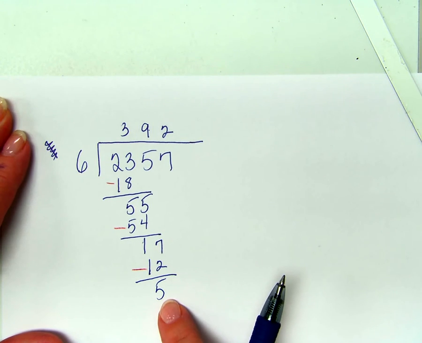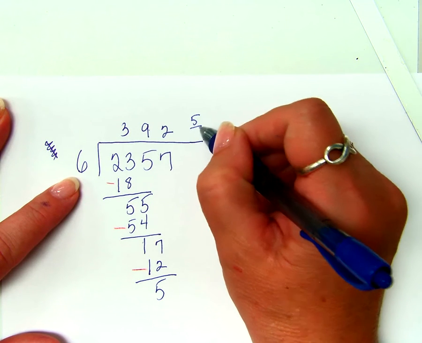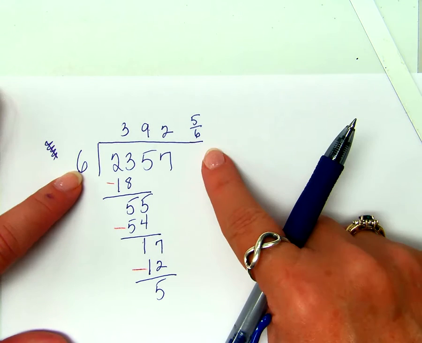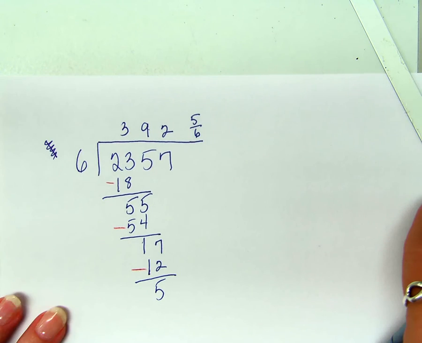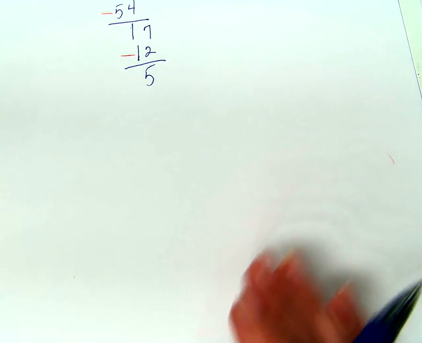What's that called? It's called my remainder, right? So that's really the same as 5/6. Remainder of 5, but I was originally dividing by 6, right? Okay. So is this recalling how to do long division? Okay, then let's do some polynomial long division.